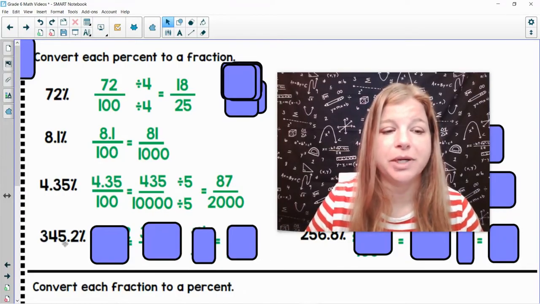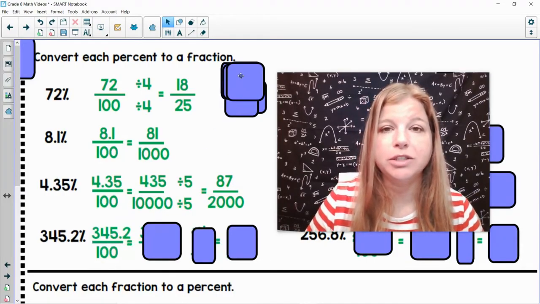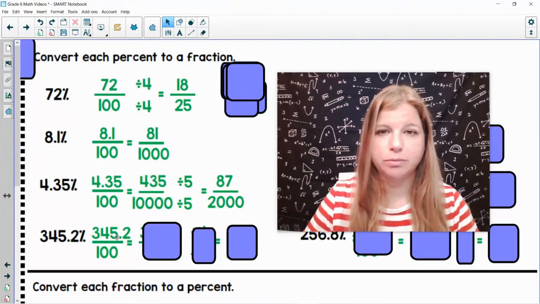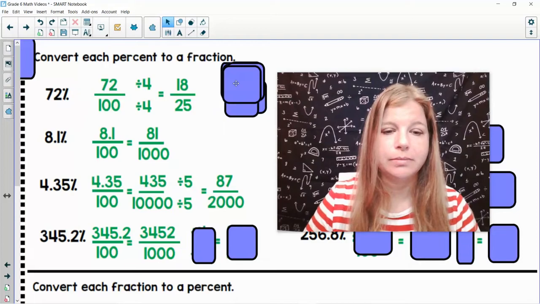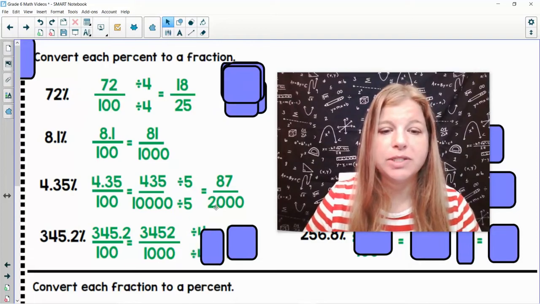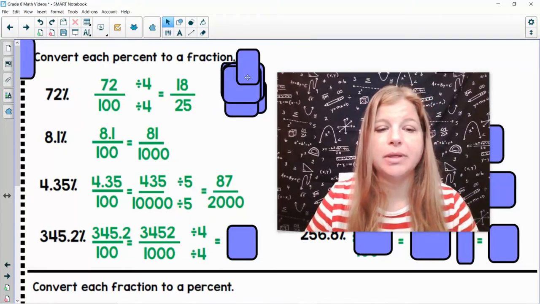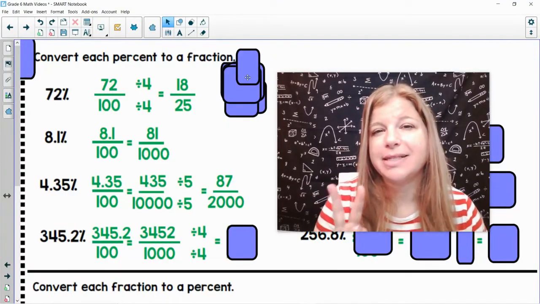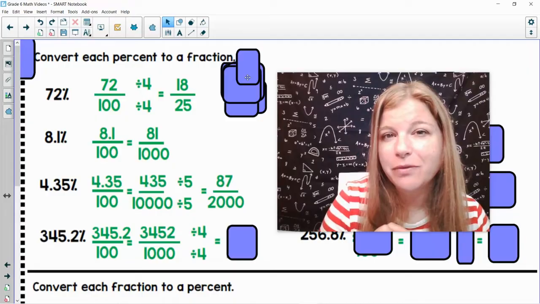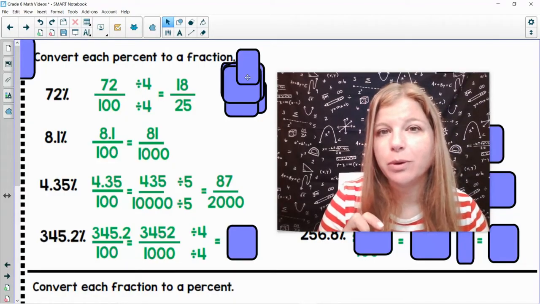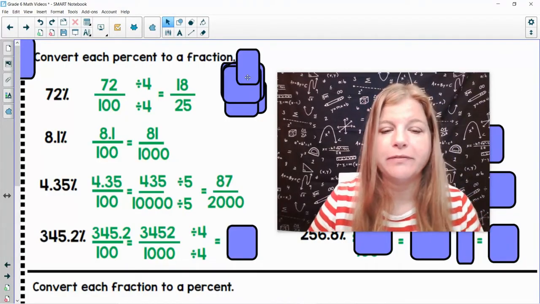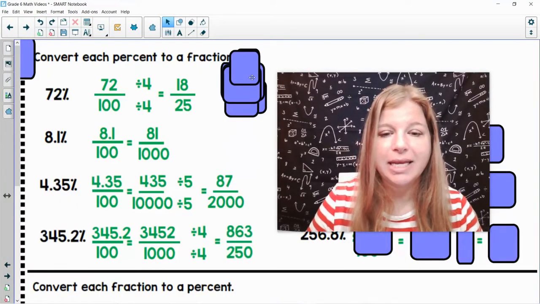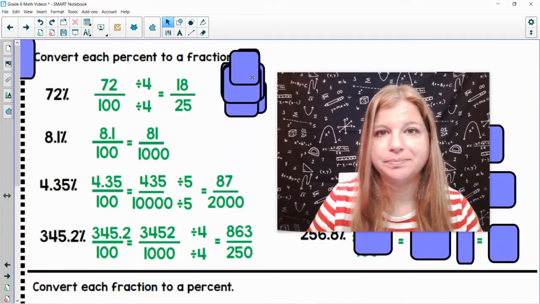Last one, 345.2 over 100. How many times would I want to move the decimal in both of my numbers? Once. These numbers are both divisible by 4. And if you didn't know that at first, remember the divisibility rule for 4 is that the last two digits have to be divisible by 4. 52 is divisible by 4, so that means the entire number is divisible by 4. That's a little divisibility rule trick. And I end up getting 863 over 250.